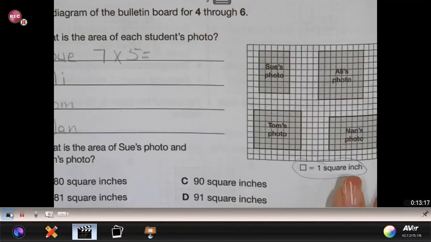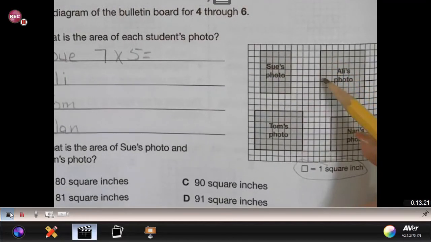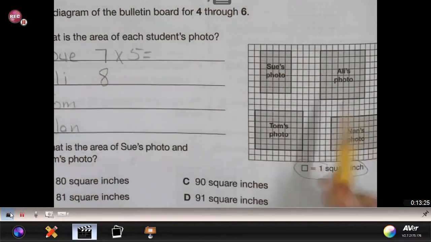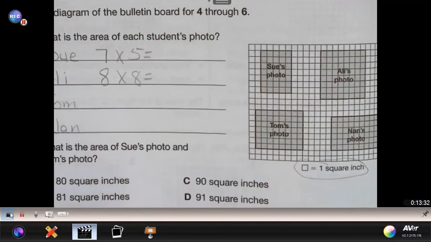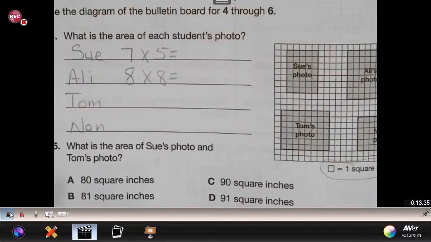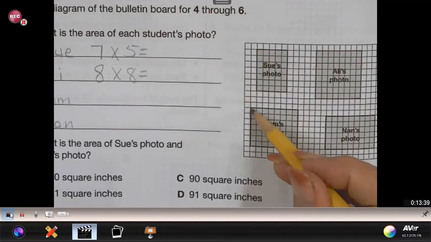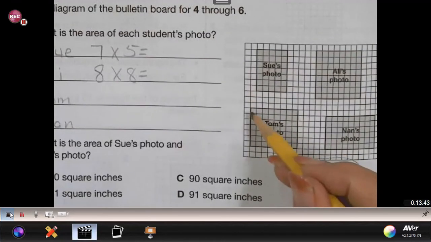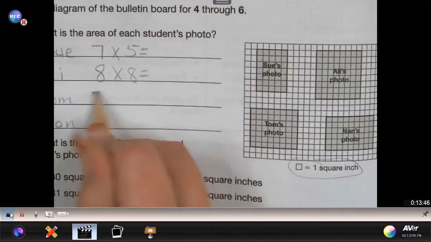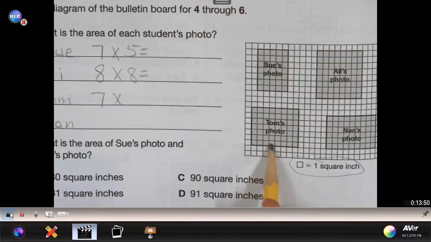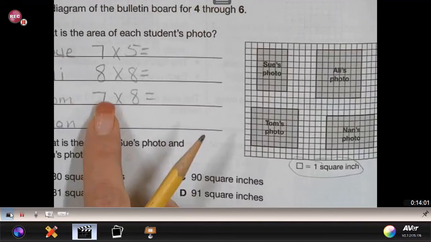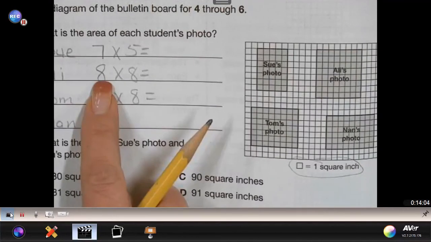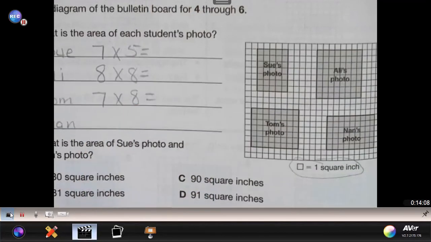So these photos are in square inches. Allie's photo, if you notice here, is 1, 2, 3, 4, 5, 6, 7, 8 by 1, 2, 3, 4, 5, 6, 7, 8 in each row, 8 squares in each row. So that's going to be Allie's multiplication fact. Tom's photo is covering square inches of 1, 2, 3, 4, 5, 6, 7 rows with 1, 2, 3, 4, 5, 6, 7, 8 squares in each row. Oh, this is one less than this row. So think about using maybe this one to help you solve for 8 rows of 8 and 7 rows of 8. These are very close to each other.